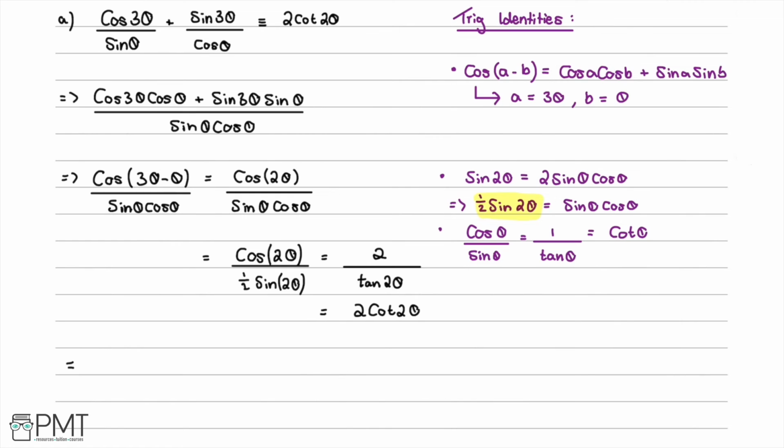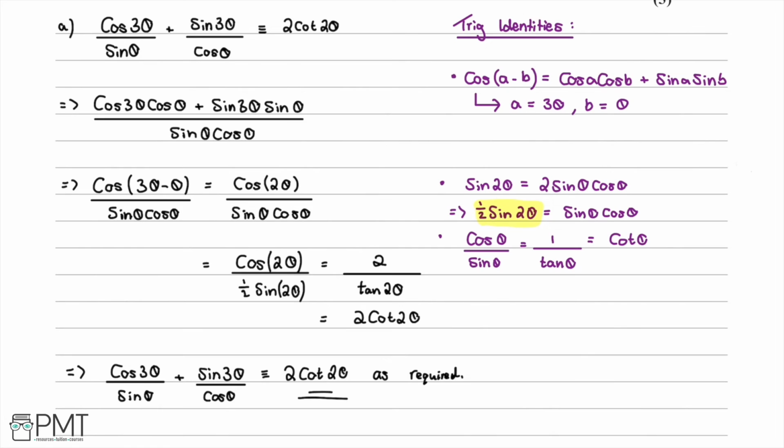So therefore, to write a concluding statement, we have shown that cos of 3 theta divided by sine theta plus sine 3 theta divided by cos theta is equivalent to 2 cot 2 theta. And this is what the question was asking for, so we'll write as required. And that's us completed the proof.